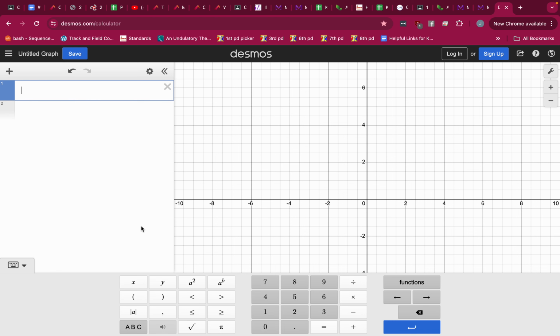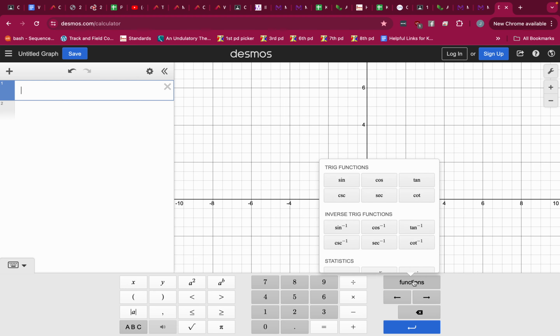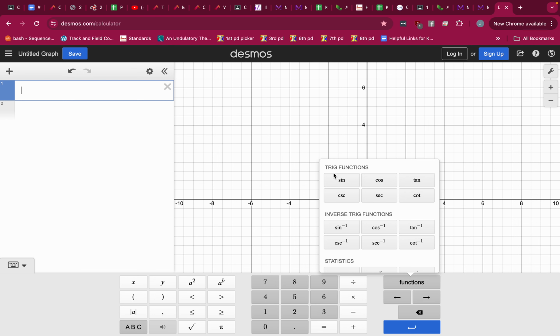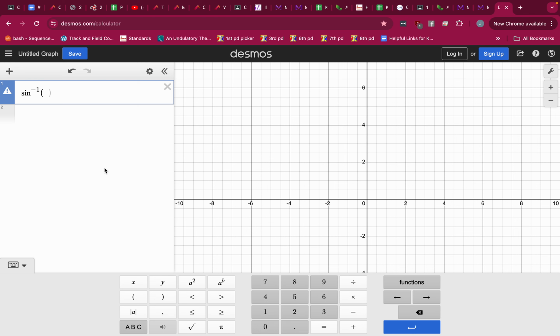If you want to do inverse, see where it says functions right here? It's got all types of different functions here that you can scroll through, but anyway, you're only interested in the trig and inverse trig functions for this unit. So let's say we wanted to find, hey, what angle gives me a sine of 0.5? Oh, turns out that's a 30-degree angle, and that's the inverse sine, also called the arc sine of 0.5.